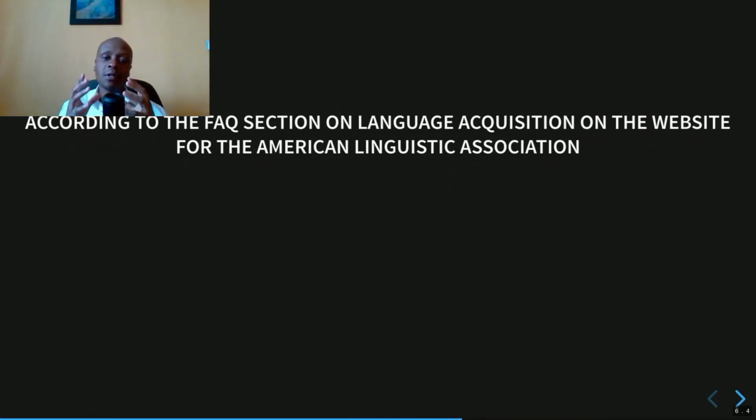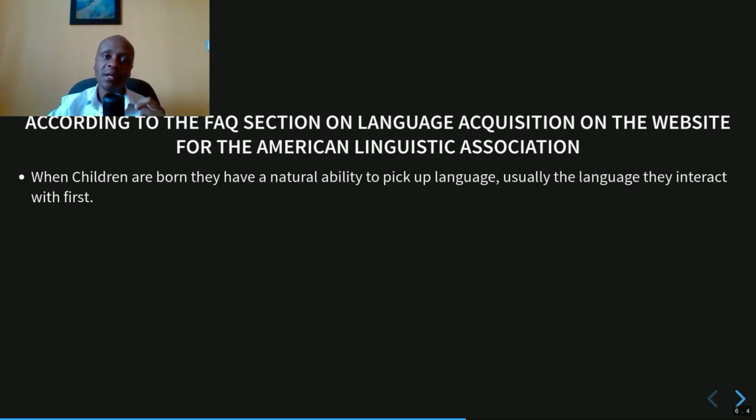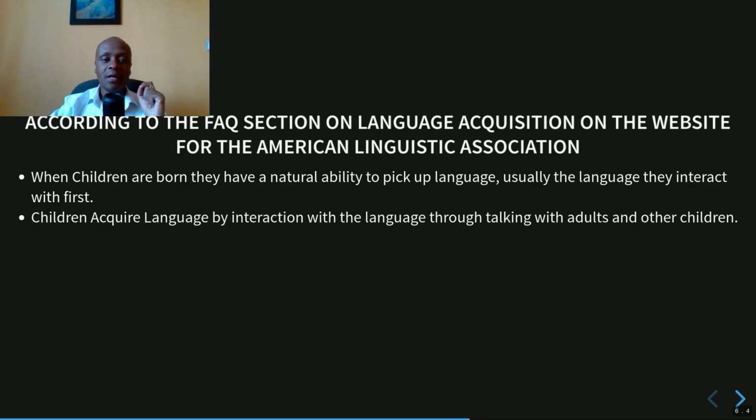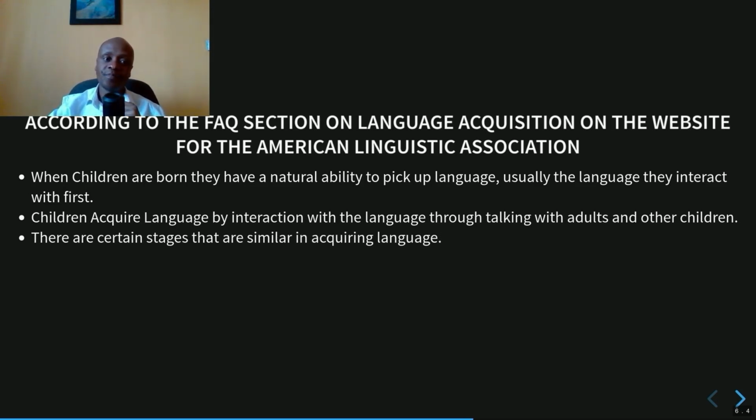Well, according to the American Linguistic Association, and in particular in the FAQ section on language acquisition, they talk about a few very interesting things about how children learn, how we learn the language that we end up speaking. So first things first, when children are born, they have a natural ability to pick up language, like a bird learning how to fly. But very importantly, language is acquired by interaction with adults and with other children. And the stages of learning are similar in almost all children.